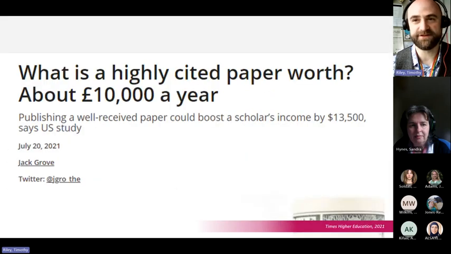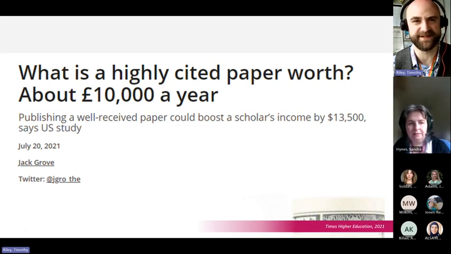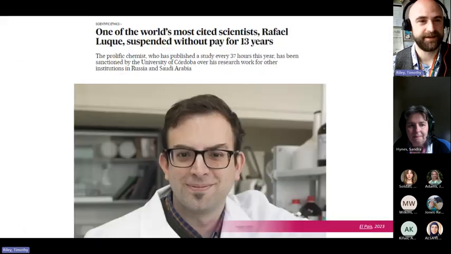Or maybe for individuals, you might have heard things about academics' income or their career progression being affected by their metrics and how well they're cited. This is a headline from Times Higher Education from a couple of years ago, where somebody did a study estimating that academics' incomes could increase by $13,500 potentially for a highly cited paper. So you might have come across it from that kind of angle.